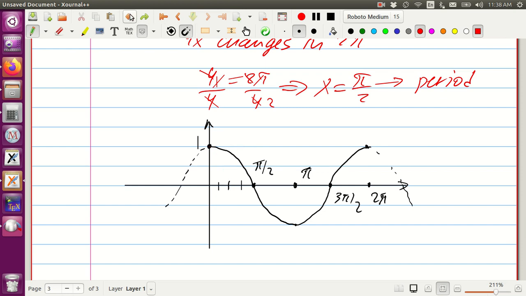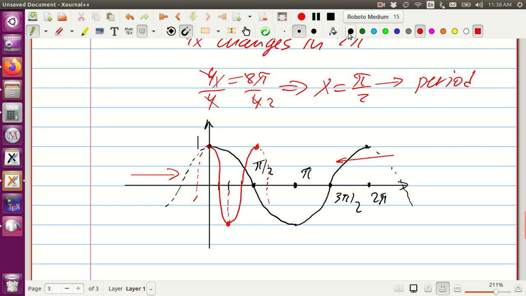Let me redraw it. So it goes to this point, reaches 0 at this point, comes back to pi over 2 over here. Right. So we have pi over 8, pi over 4, 3 pi over 4, and pi over 2. And it keeps going. So what we did, we squeezed it in this way, by the factor of 4.